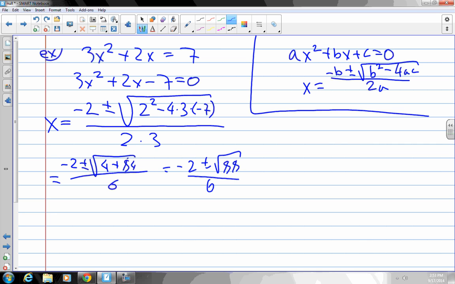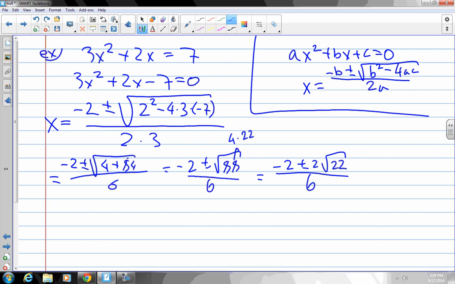Now, 88 is not a perfect square. So what's the next best thing? Can I simplify that? Two square roots of 22, because 88 is 4 times 22. I can take the square root of 4, and nothing pretty comes out of 22. So it's negative 2 plus or minus 2 square roots of 22 over 6.